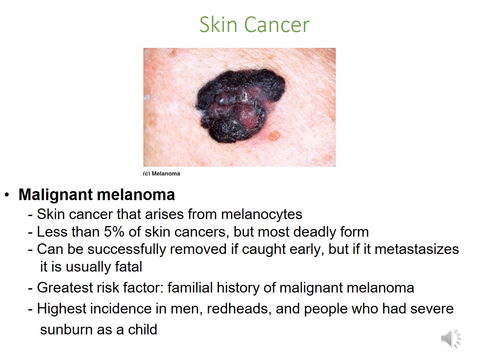Malignant melanoma is skin cancer that arises from melanocytes, less than 5% of skin cancers, but the most deadly form. It can be successfully removed if caught early, but if it metastasizes, it is usually fatal. Greatest risk factor: familial history of malignant melanoma. Highest incidence in men, redheads, and people who had severe sunburn as a child.